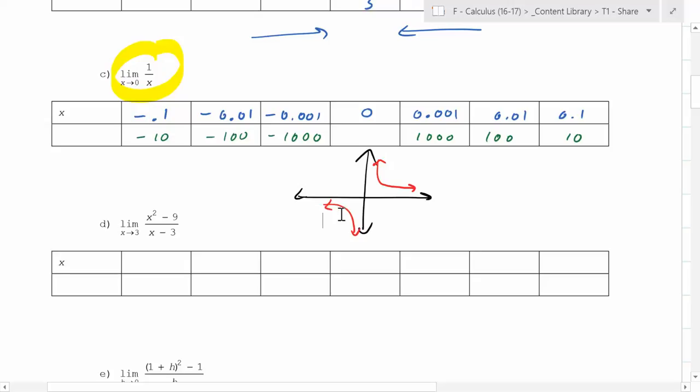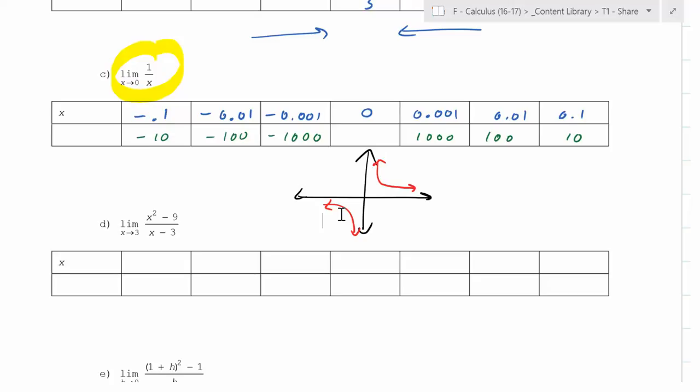Okay, that's what 1 over x looks like, right? So what happens as you go to 0 from the right? What does it do? It goes up. How far up does it go? It goes as far up as you want. Going to 0 from the left, how far down can it go? As far as you want.